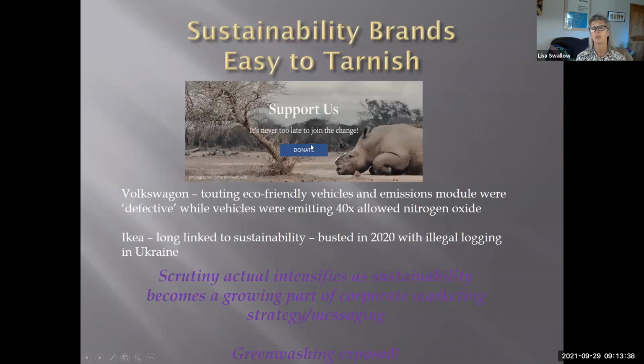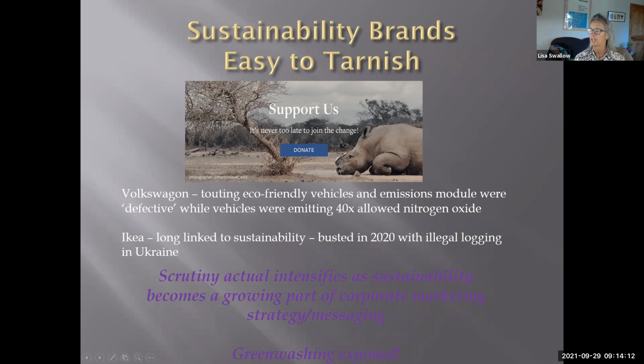Also important to know, once you have embraced sustainability and put it out there, it's very easy to tarnish. So Volkswagen, right? A couple of years ago, they've always touted how eco-friendly they are. Of course, they're a German company. And then we came to find out that their emission modules were inauthentic or were tampered with, or the research around them was in error, and they were emitting 40 times the allowed nitrogen oxide into the air.